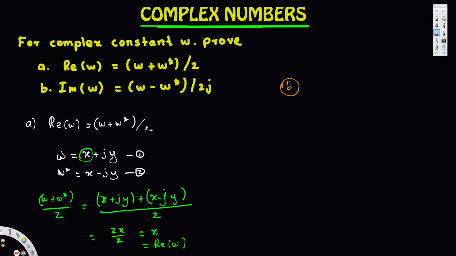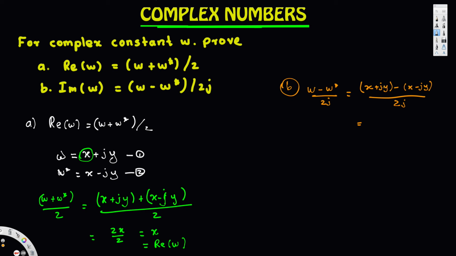The b part is asking the same thing, prove that the imaginary part of w is equal to w minus w conjugate divided by 2j. Now let's go ahead and do that. W minus w conjugate divided by 2j. What is w? W is equal to x plus jy, minus w conjugate, which is x minus jy, divided by 2j.